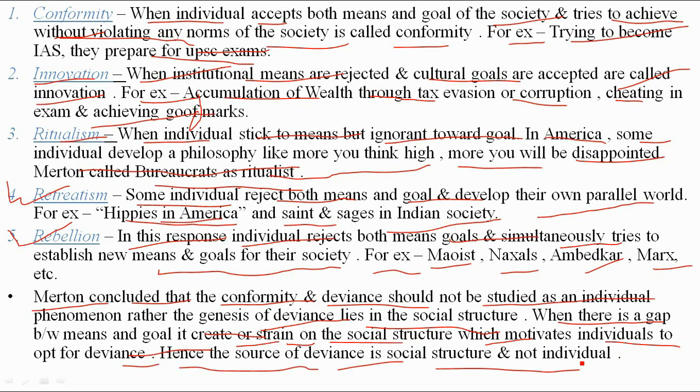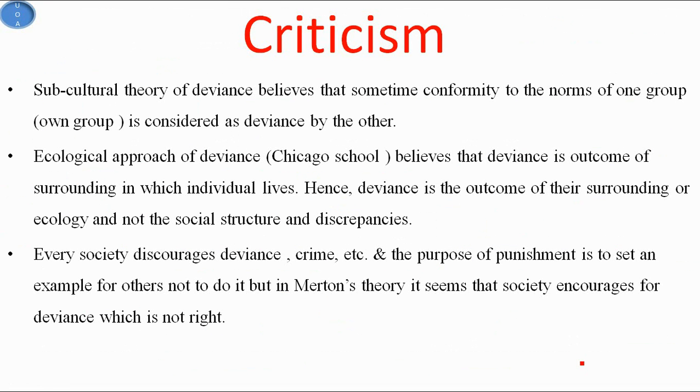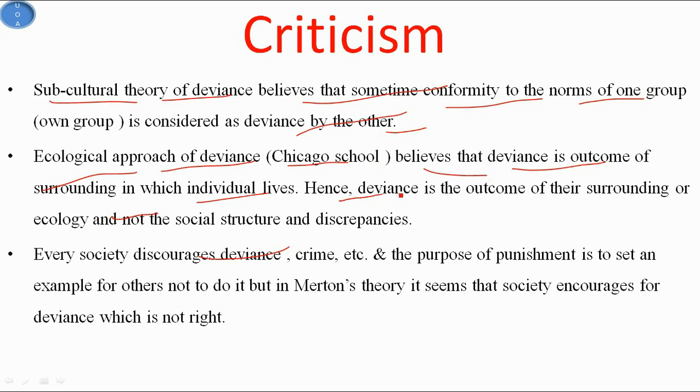So here is the criticism of this theory. Basically, the subcultural theory of deviance believes that sometimes conformity to the norms of one group, that means my own group to which I belong, may be considered deviance by other people. And the second one is the ecological approach to deviance, which means the Chicago school, and it believes that deviance is the outcome of the surroundings in which an individual lives. Hence, deviance is the outcome of their surroundings or ecology and not the social structure and discrepancies.